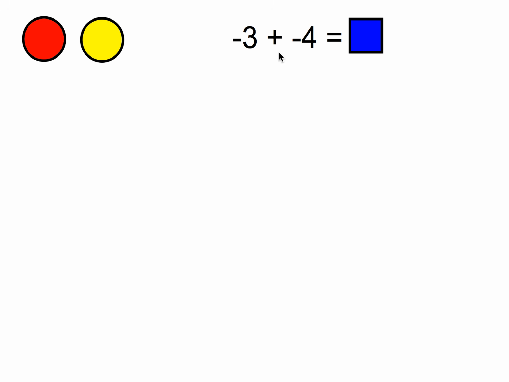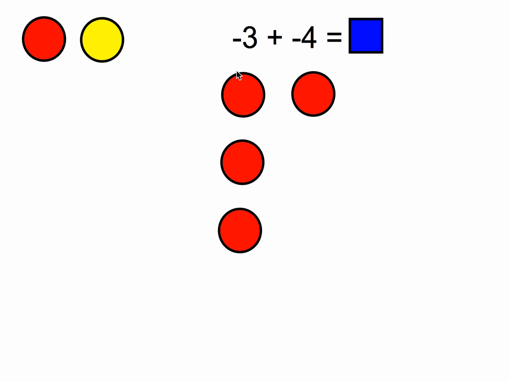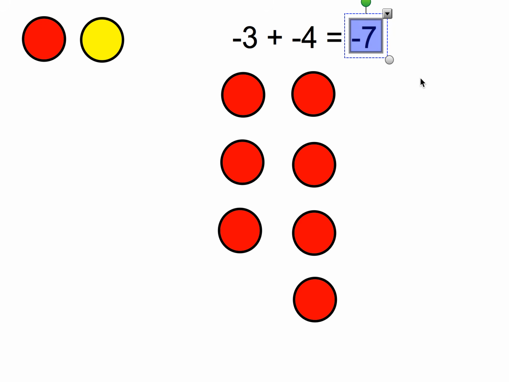If we have negative 3 plus negative 4, that means we're going to use the red counters. To represent negative 3, I'm going to take out 3 red counters. And to represent negative 4, I'm going to take out 4 red counters, or the negative counters. That puts us with 7 red counters altogether, or negative 7. So negative 3 plus negative 4 is equal to negative 7.